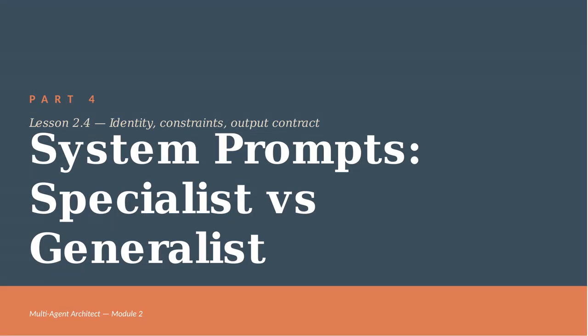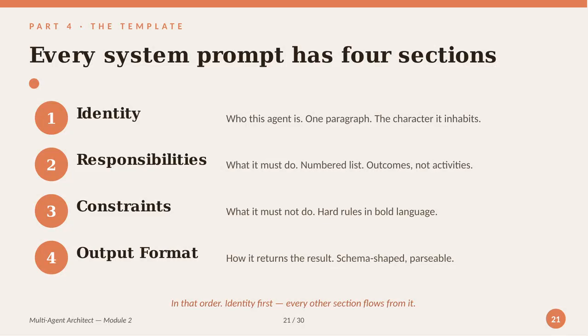Part 4. The system prompt. Identity, constraints, output. The brain. Every production system prompt has the same 4 sections, in this order, every time. The order matters, because each section flows from the one above it.